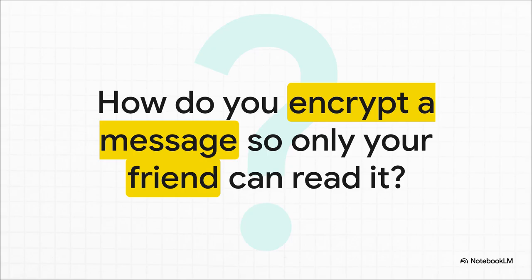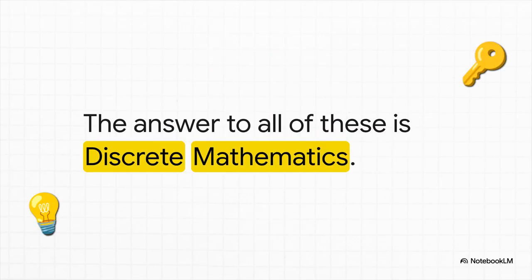And how about security? How do you send a message online and make sure only the right person can read it? Modern encryption is built on number theory, which is a huge part of discrete math. It creates these mathematical locks that are really easy to create, but almost impossible to break without the right key. So from sorting massive amounts of data to finding the fastest way home to solving puzzles and even keeping our private messages secure, the elegant, powerful answer behind all of it is discrete mathematics.